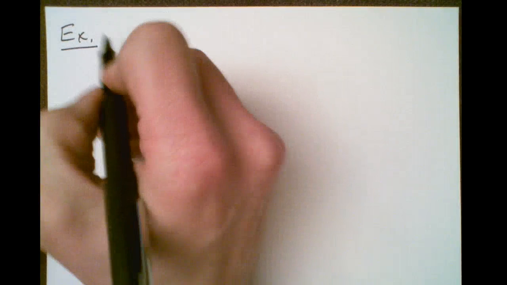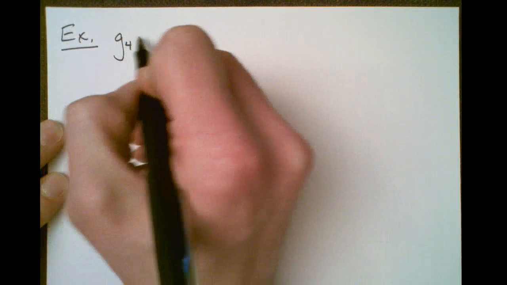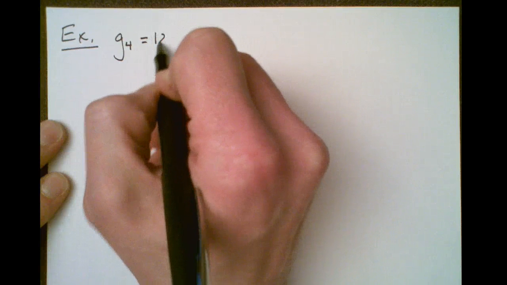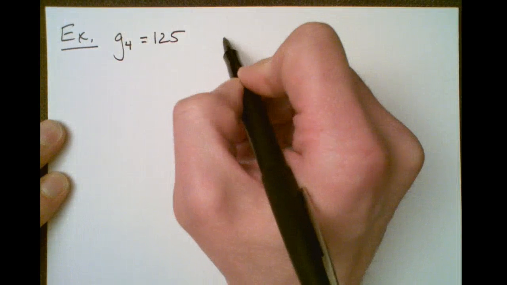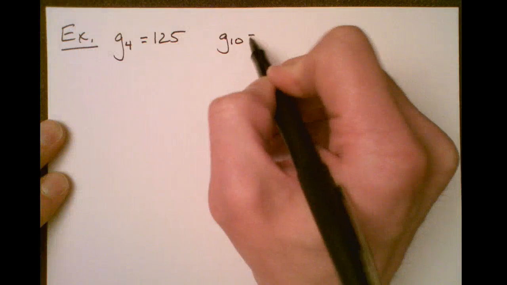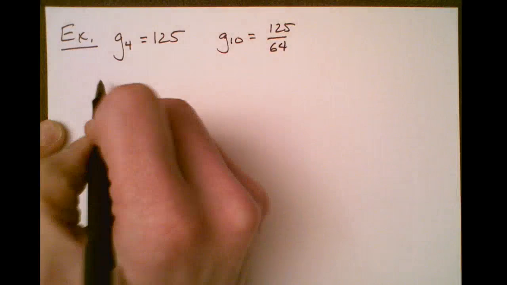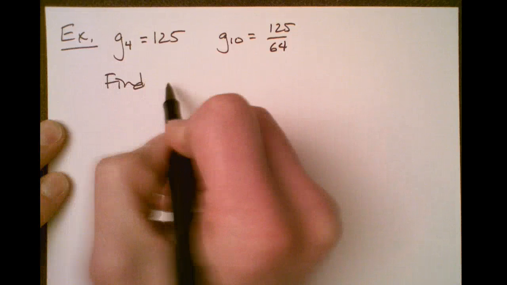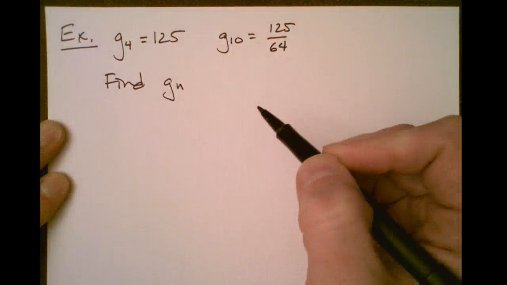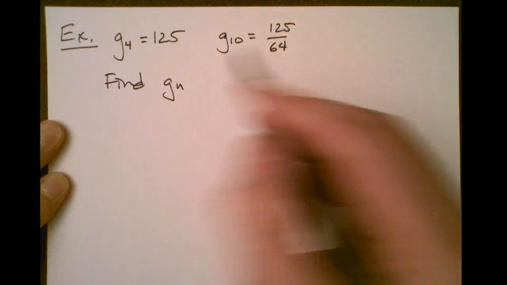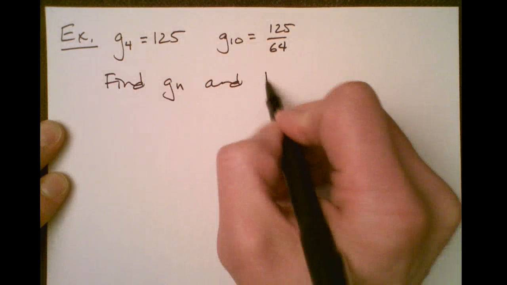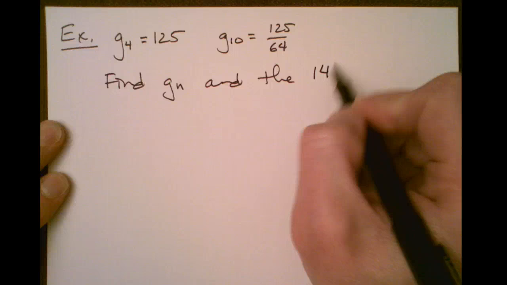Okay, one more example and then we'll be done with this video. A little bit more difficult. We've got a couple of steps that are involved. So for this one, we're given that the fourth term, g sub 4, is 125, and we're given that the 10th term is 125/64. Okay, and we want to find g sub n, so we want to find the formula that will generate the terms in the sequence, and we want to find the 14th term.